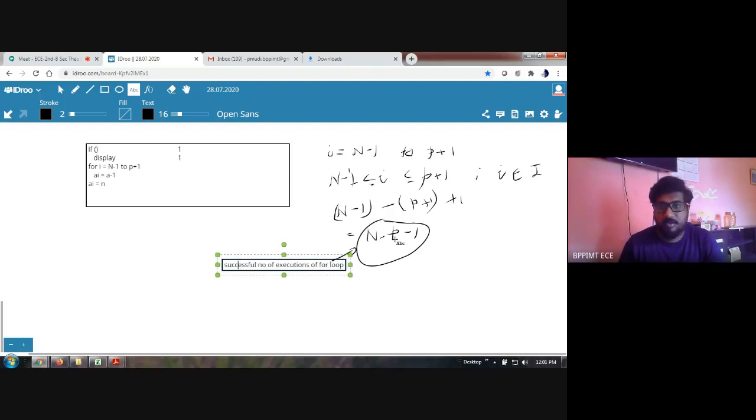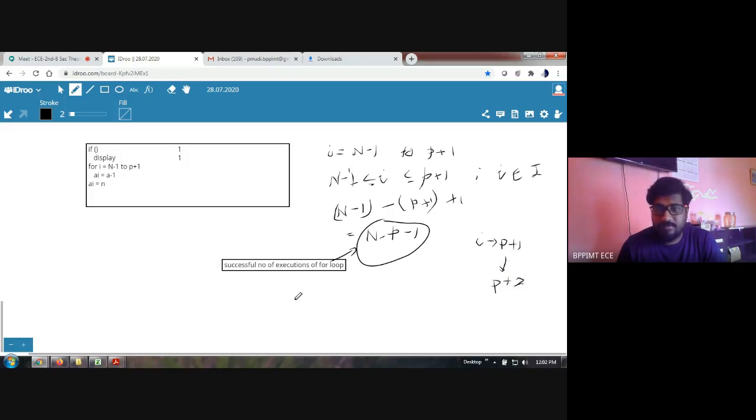Okay, and what will happen when the for loop is completed for the last time, for the last operation, when I was equal to p plus 1? With I equal to p plus 1, the condition will be satisfied, the for loop will be executed, and after that I will be further incremented for the last time, from p plus 1 to p plus 2.